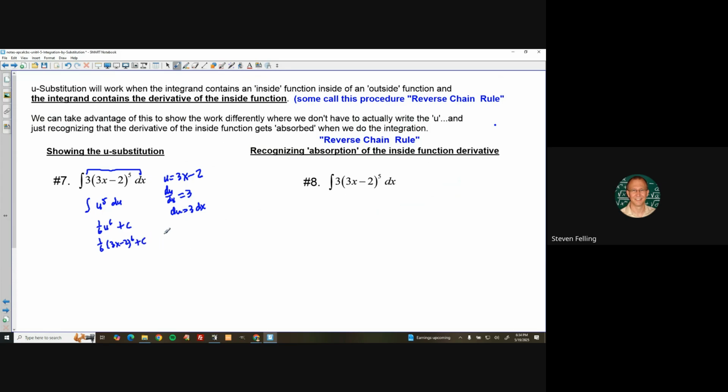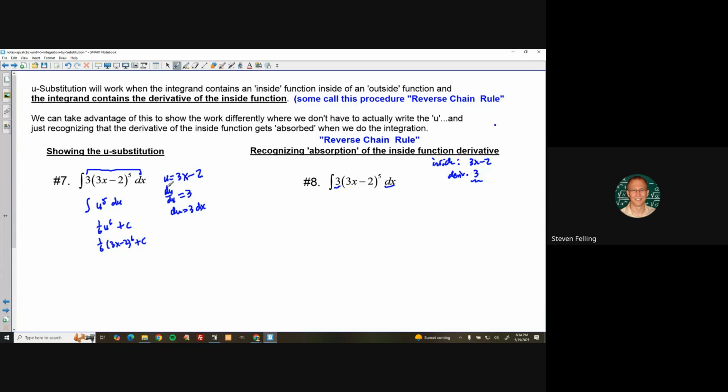Okay, the other way to think of it is to just say, what is the inside function? The inside function is going to be 3x minus 2. So the derivative of that is just 3. And that means I have to have a 3 to go along with the dx to get absorbed, right? So what you can do is just kind of think this, or maybe write it. What's the derivative of that? That's 3. And just think, okay, that 3 there, along with this, is going to get absorbed, making the du.